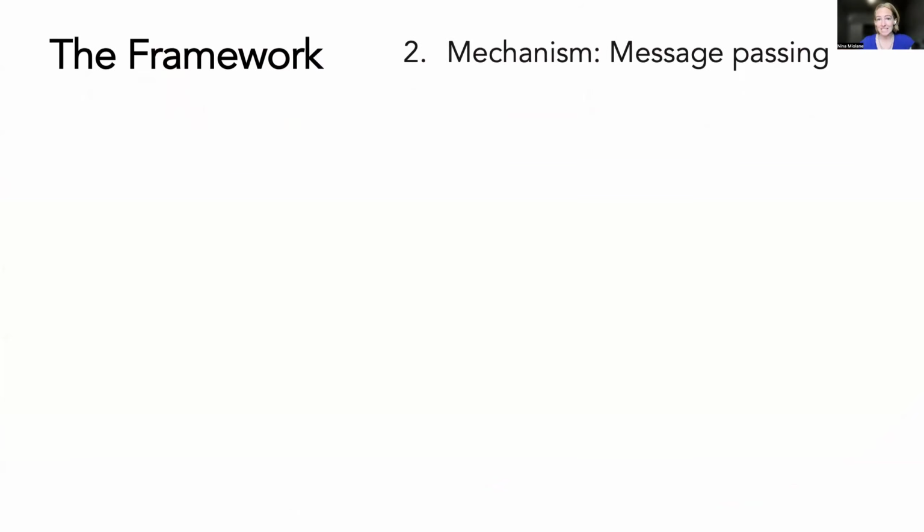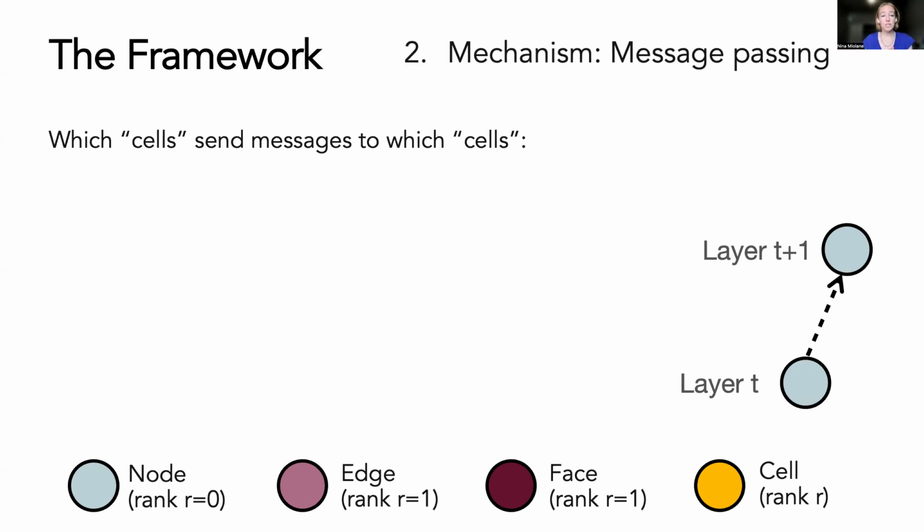Then there is the mechanism, how these components, these nodes, are going to pass messages between each other to define what a layer is in topological neural networks. First, we need to decide which cell sends messages to which cell. So I'm not using nodes anymore, I'm using cell to talk about either a node, an edge, a face, and then any cell of rank R. So this is what's shown here with the legend.